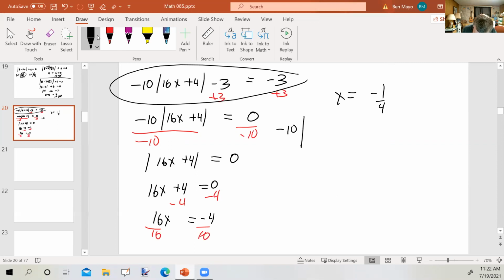Negative 10 times the absolute value of 16 times negative 1/4 plus 4, minus 3 equals negative 3. Okay. 16 times negative 1/4, the 16 and the 4 would reduce to 4 over 1. 4 times negative 1 is negative 4.